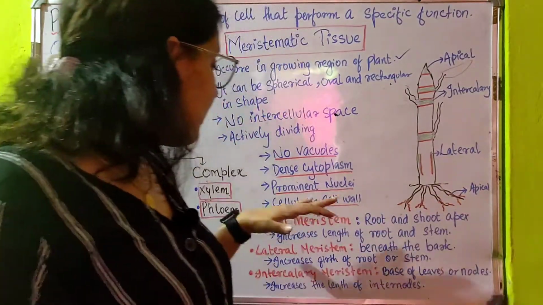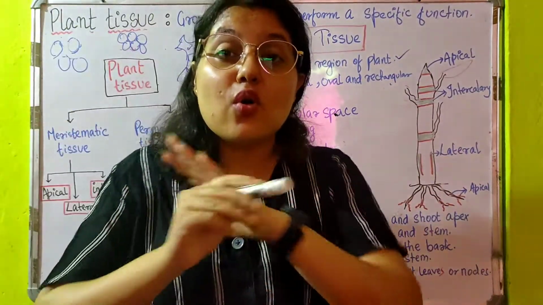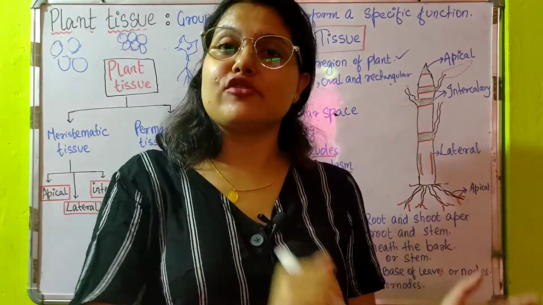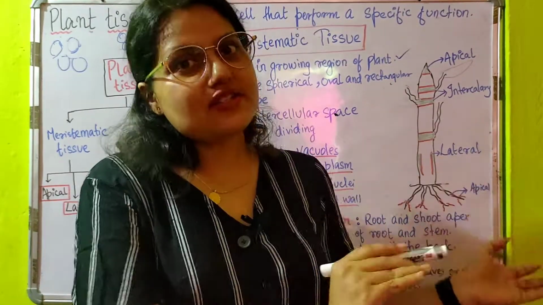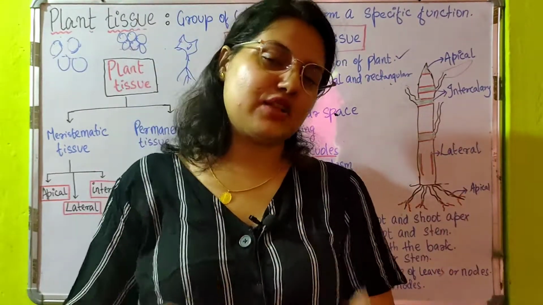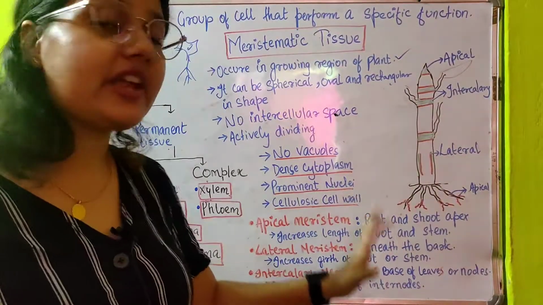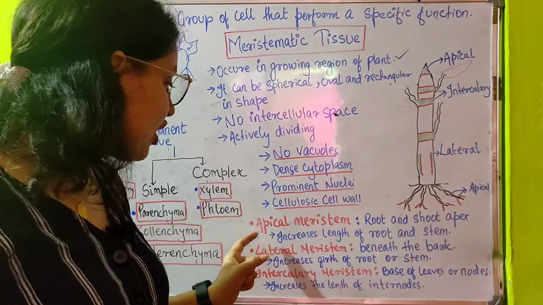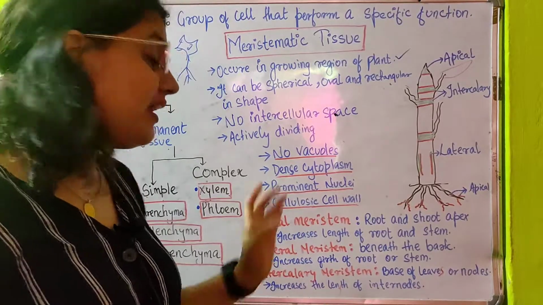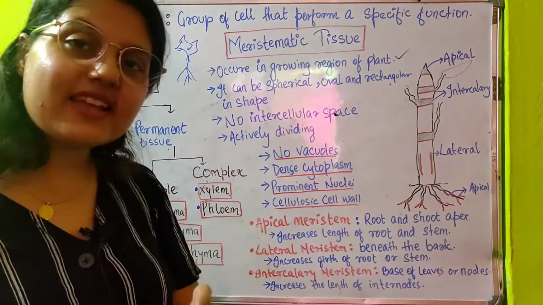Okay, and cellulosic cell wall, that means all plant cells contain a cellulosic cell wall, and the meristematic tissue also contains a cellulosic cell wall. All right, three types of meristematic tissues: apical meristem, lateral meristem, and intercalary meristem.